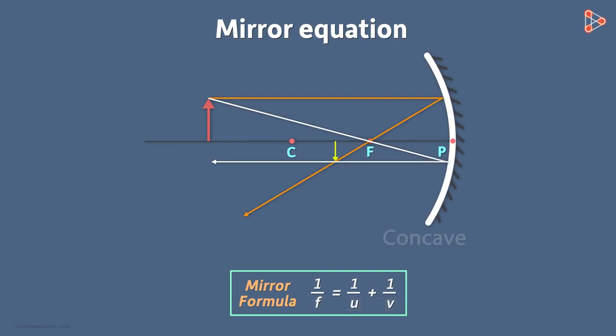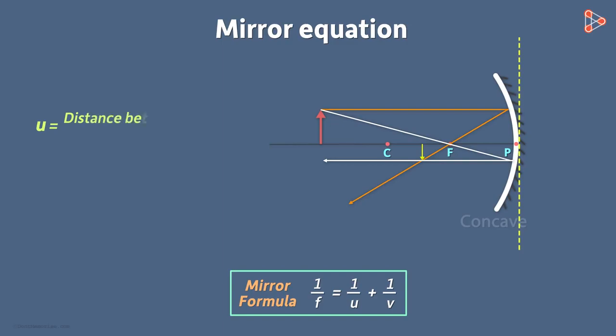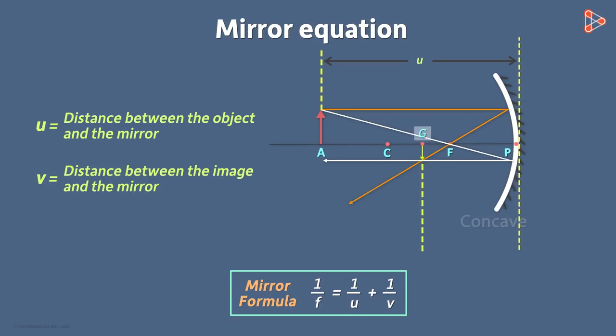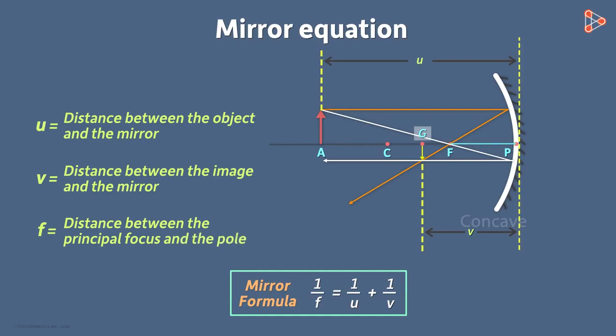To understand better, let's draw a tangent at point P like this. In this equation, U is the distance between the object and the mirror. So this distance will be U. It is the distance between points A and P. Remember, the distance between two parallel lines will always be the same. So this distance is nothing but the distance between points A and P. V is the distance between the image and the mirror. Let's name this point G. So V is nothing but the distance between points G and P. And F is the focal length, which is the distance between the principal focus and the pole. This distance is equal to F.